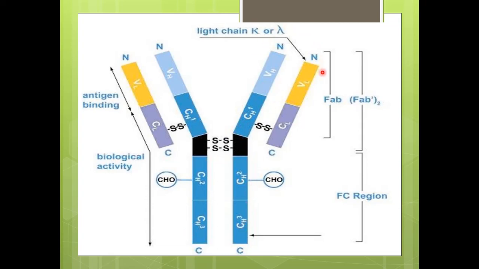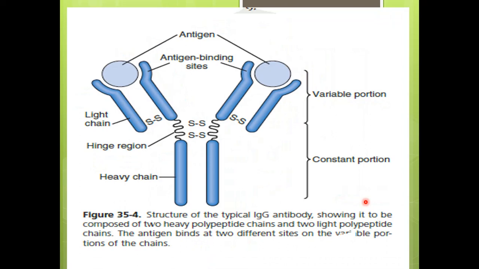So the variable portions of each light and heavy chain are going to bind with the antigen, and the constant portions are going to determine the biological activity of the different types of antibodies. The variable portion is also known as Fab. It is the antigen binding site, and the constant portion is called the Fc region, which means constant portion. Again, this is the structure of the antibody, showing the variable portion of the antibody bound with its specific antigen.